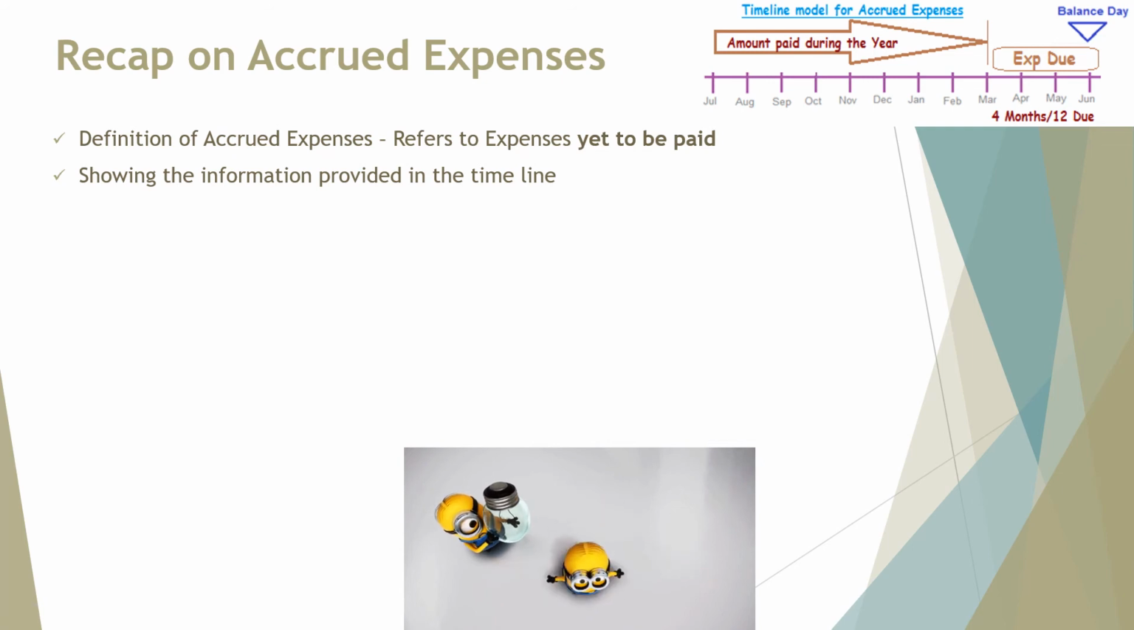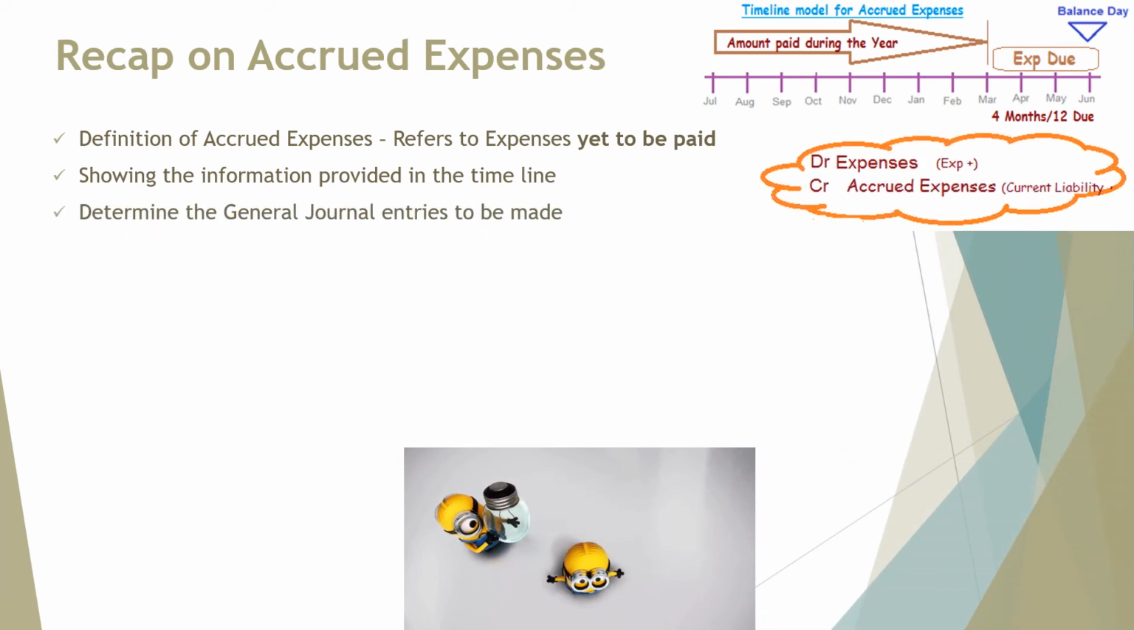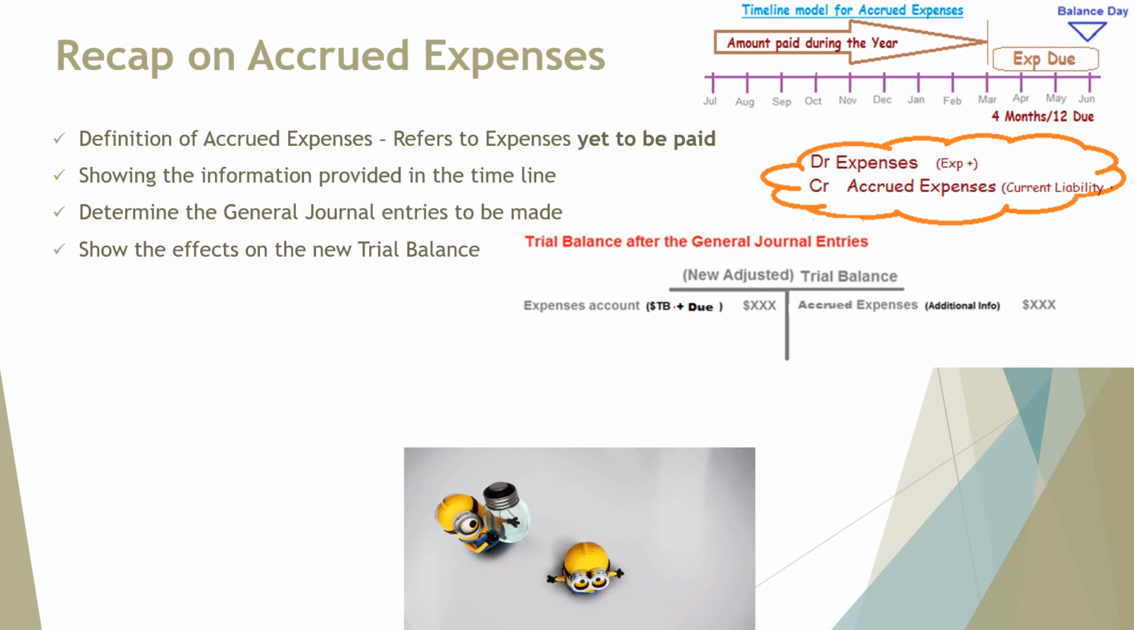So that if the balance day is the 30th of June, that's a model for monthly timeline. The next one is to determine the journal entries. We have found that we debit expenses and credit the accrued expenses, because accrued expenses is what we owe, it's a liability, on the credit side. Next, we show the effect on the trial balance. There will be one on the debit side, expenses, where we add the due, and on the credit side expenses accrued, a liability on the other side.